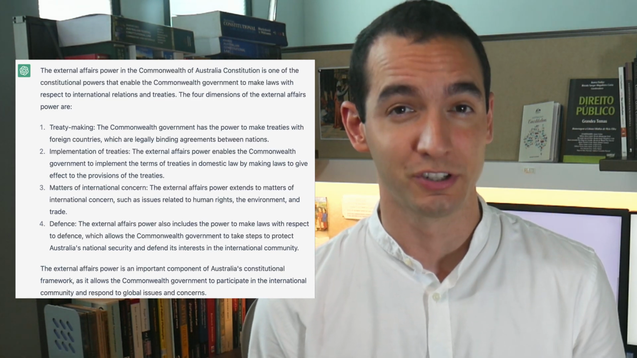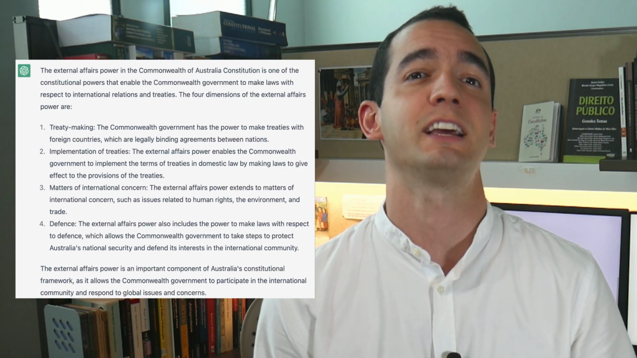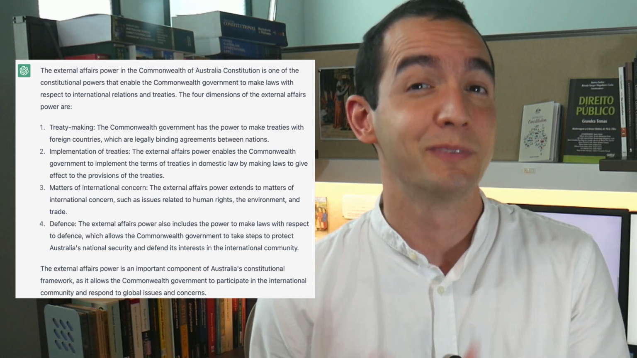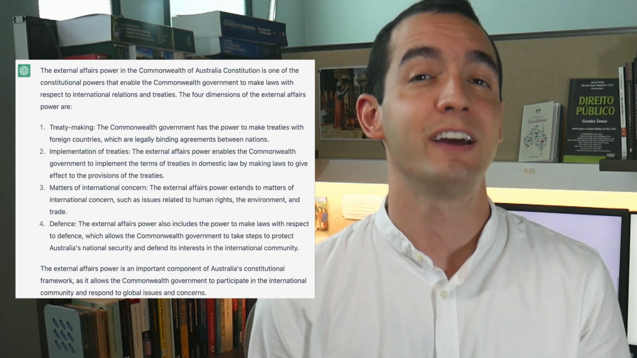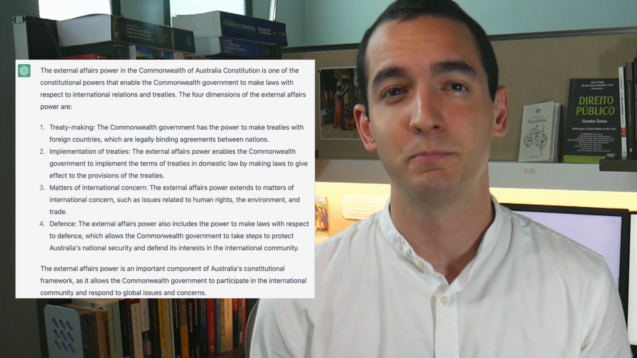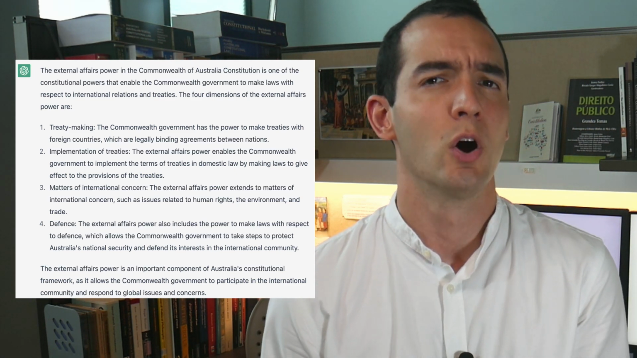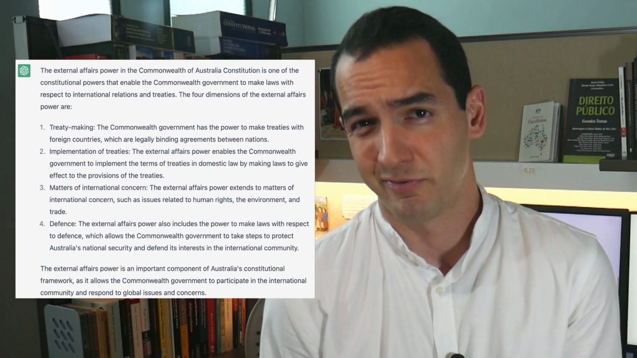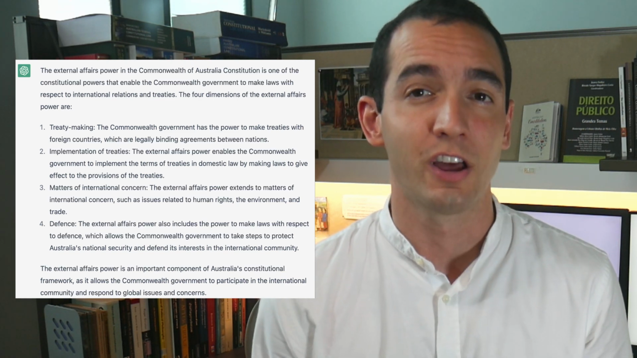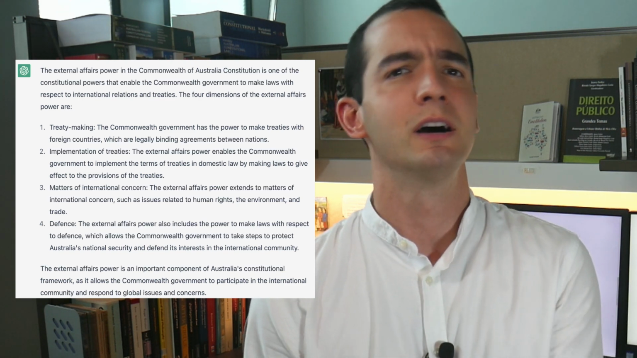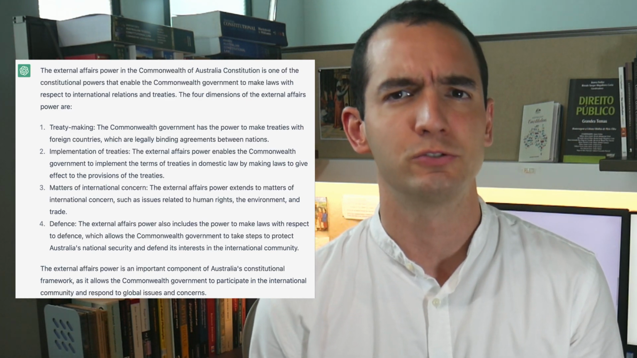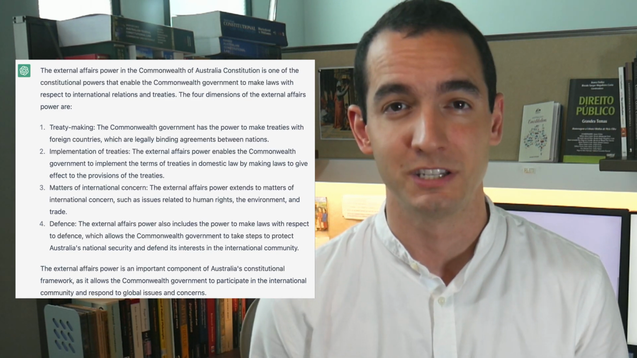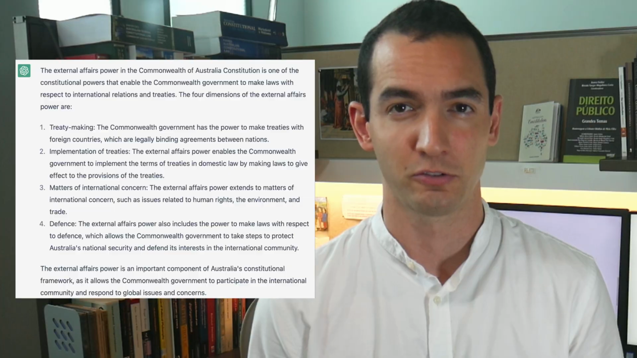Matters of international concern. The external affairs power extends to matters of international concern, such as issues related to human rights, the environment, and trade. And 4, defense. The external affairs power also includes the power to make laws with respect to defense, which allows the Commonwealth government to take steps to protect Australia's national security and defend its interests in the international community. The external affairs power is an important component of Australia's constitutional framework, as it allows the Commonwealth government to participate in the international community and respond to global issues and concerns.